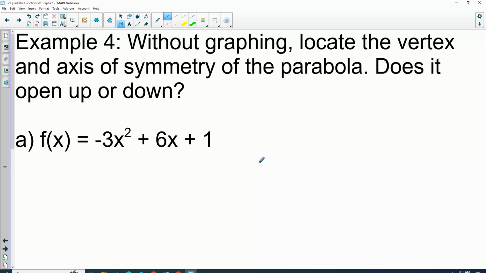So without graphing, I want you to answer a few questions. I want vertex, axis of symmetry, and if it opens up or down. So how would I find the vertex? Opposite of B over 2A. So that gives me a 1.